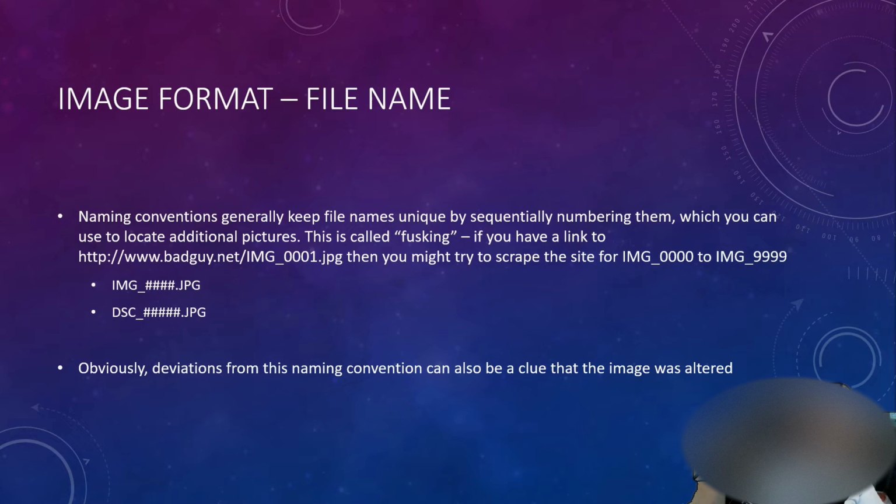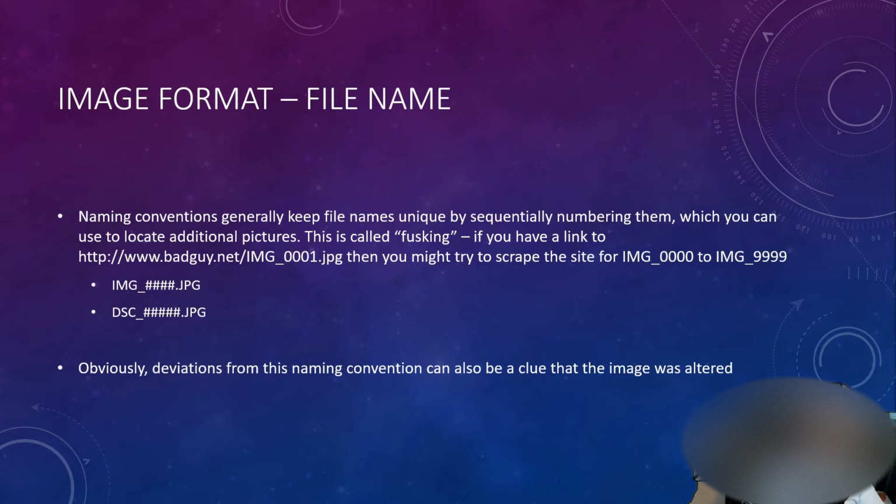So what that means is that if that name is changed, it may be an indication that the image has been altered. If, as you saw in the previous slide, there is an underscore copy, it may be an indication that it has been altered and the original was left alone to be untouched as a reference source later on.